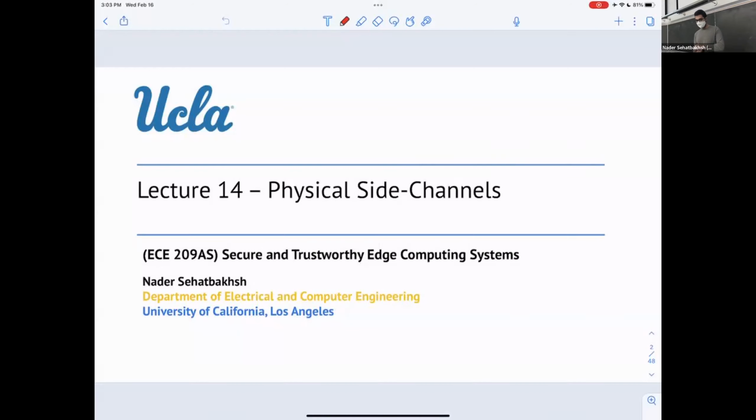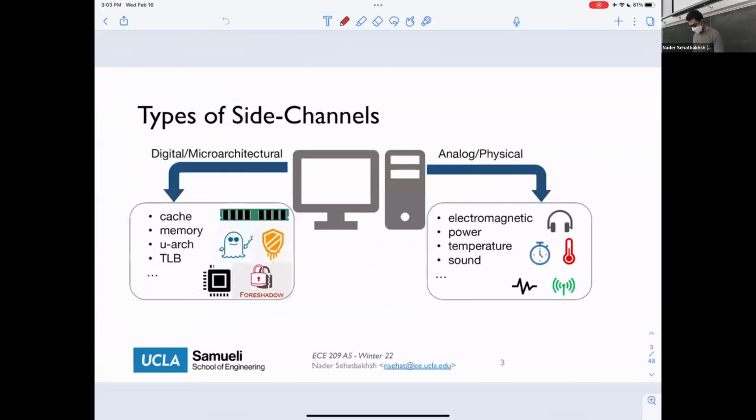All right, so let's continue lecture 14, and today we want to talk about physical side channels. Remember we said that we have two main groups of side channels, physical and digital. We mainly cover the digital side channels. We talked about caches and other channels, and we mainly said that the fundamental reason we are seeing side channels is because of contention and sharing the hardware, right?